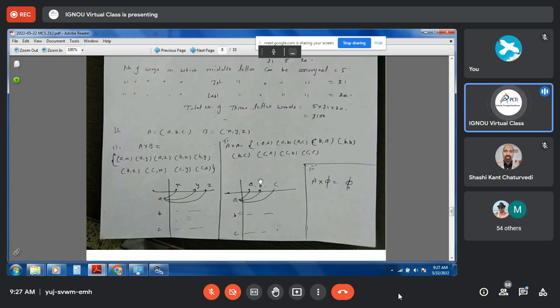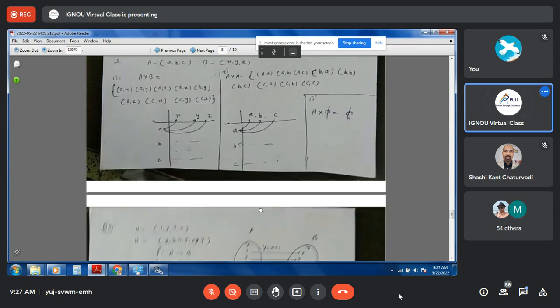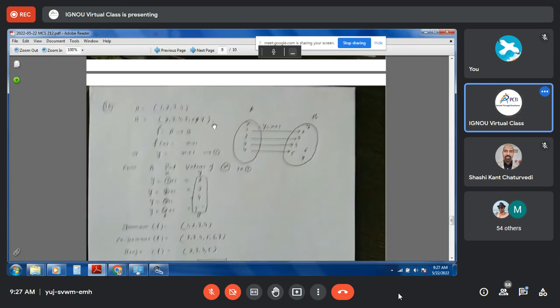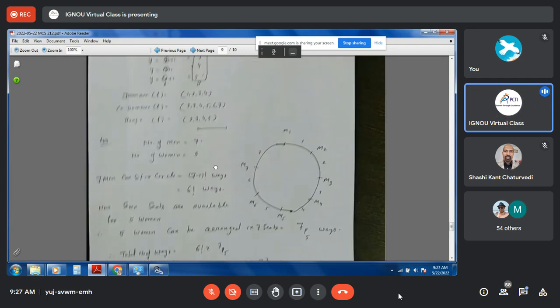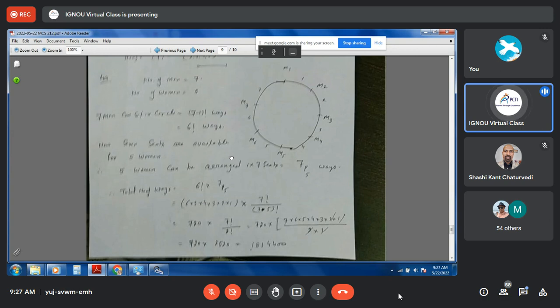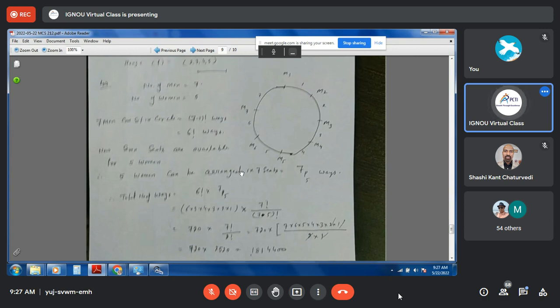Let's say this numerical I have solved for you, set from the set theory, A cross B, A cross A. You will get this PDF. This is from the functions we discussed. Again I solved it, and this numerical we will discuss.